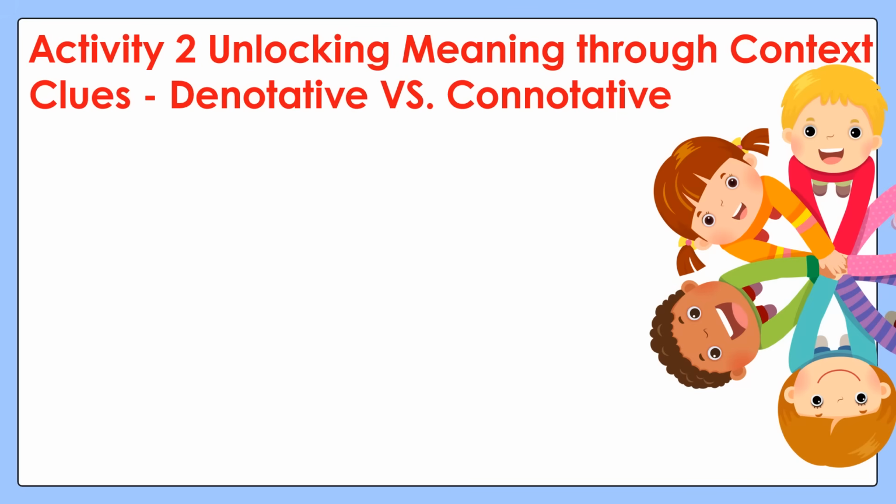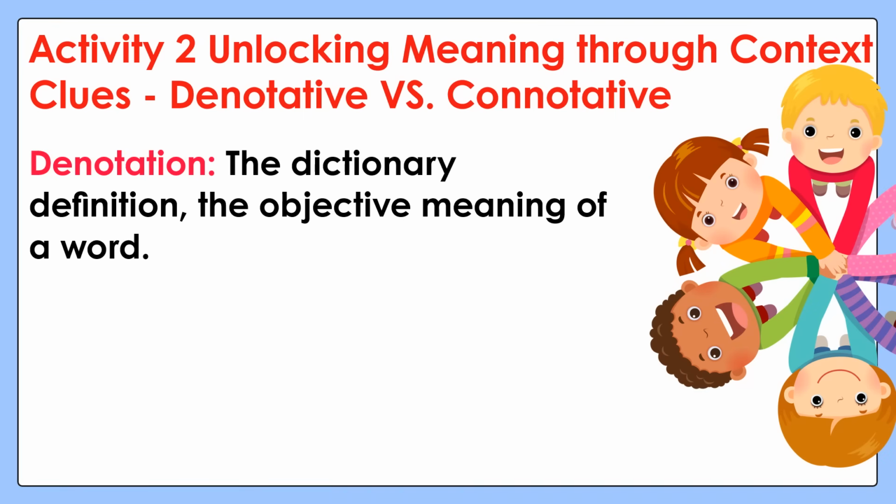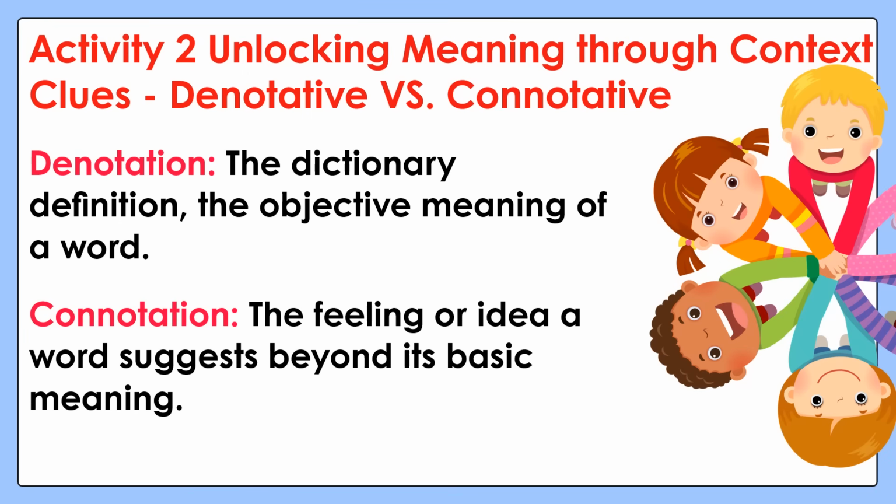Activity 2, unlocking meaning through context clues, denotative versus connotative. Denotation, the dictionary definition, the objective meaning of a word. Connotation, the feeling or idea a word suggests beyond its basic meaning.